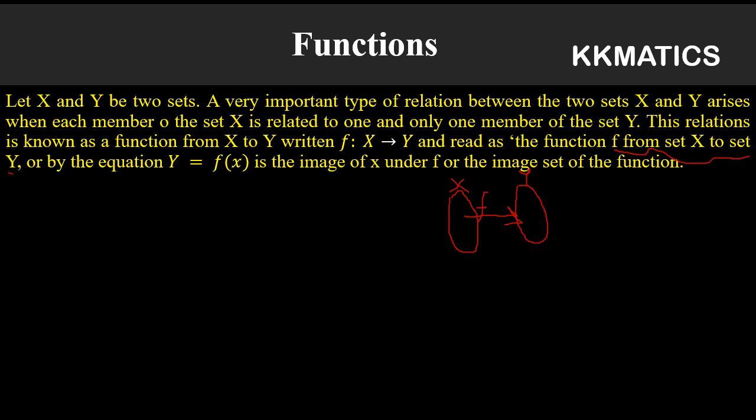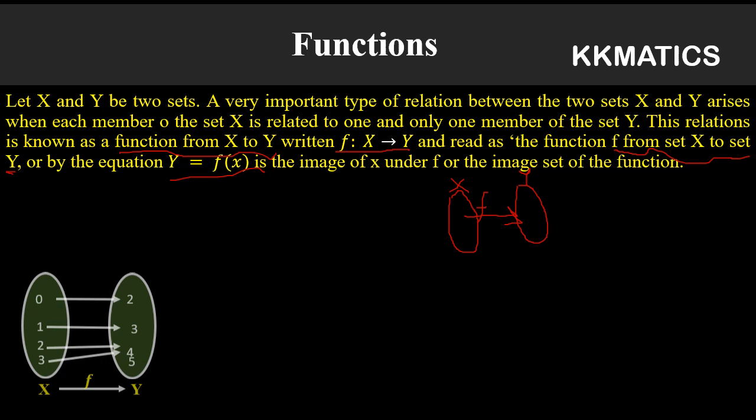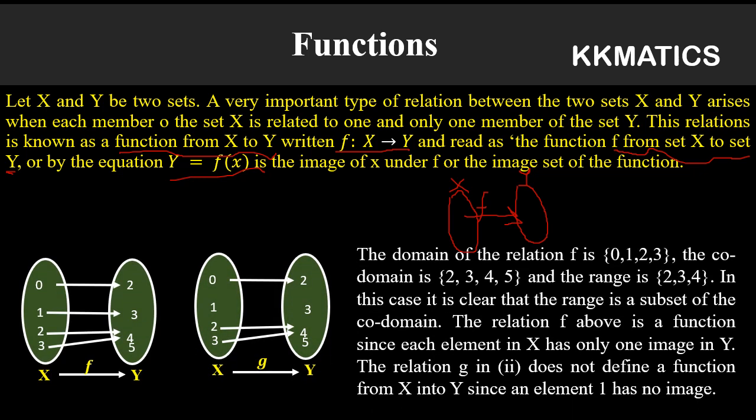Take note of it, very important. That's how we read it. We say this relation is known as a function from x to y, which is written as this. A function f from set x to y, or the equation as you can see, where f of x or y is the image of x, as you can see on your screen here.